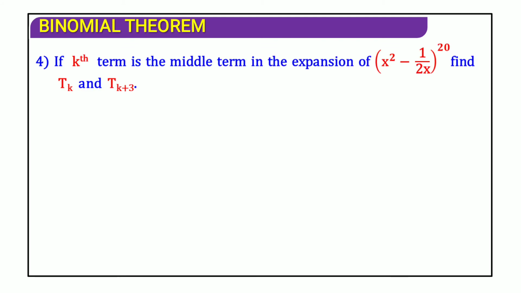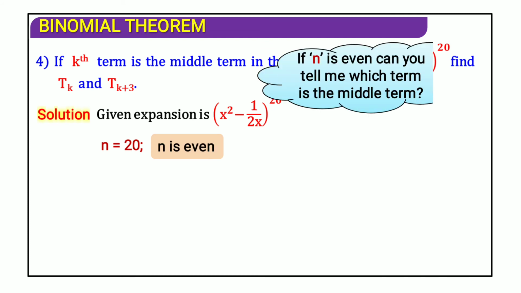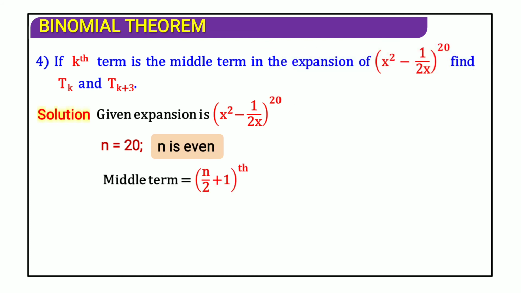If the kth term is the middle term in the expansion of (x square minus 1 upon 2x) whole to the power 20, find Tk and T(k+3). K is the middle term. N equal to 20. The middle term for even n is the (n upon 2 plus 1)th term. The 11th is the kth term. So k equal to 11.